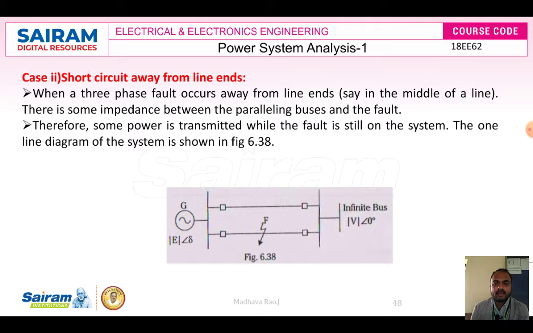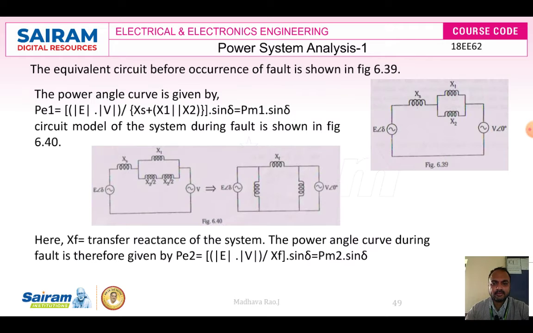In this figure you can see the single line diagram of the power system. The lines are connected between the generator and the infinite bus. Here we can see the equivalent impedance diagram of the power system. Without fault the system has Xs plus X1 parallel to X2. There is no fault.